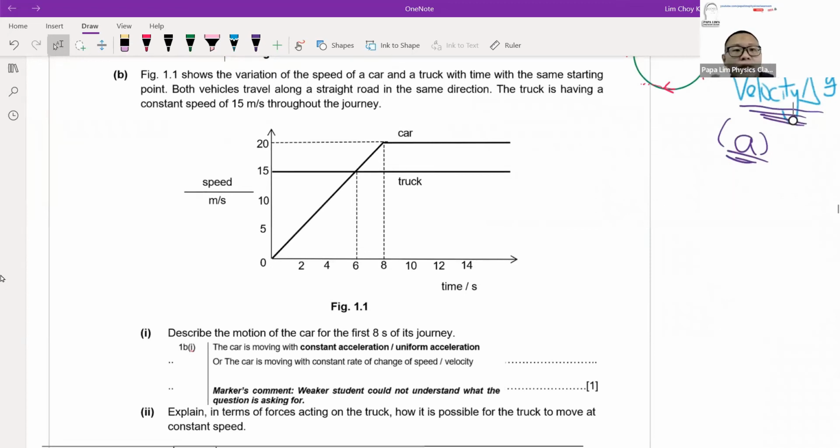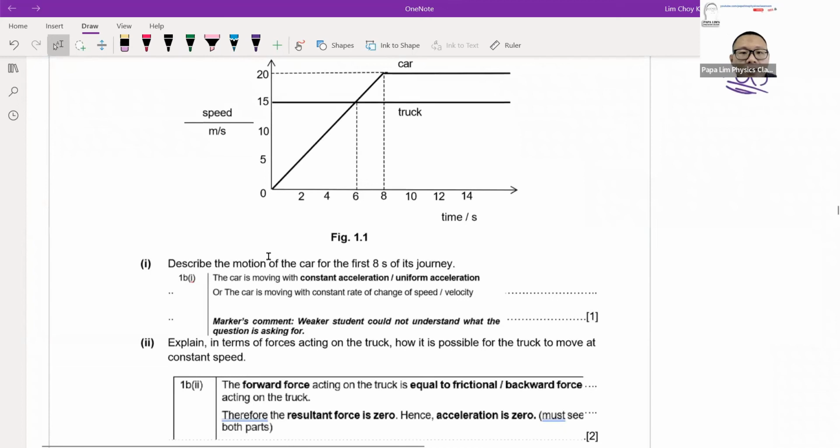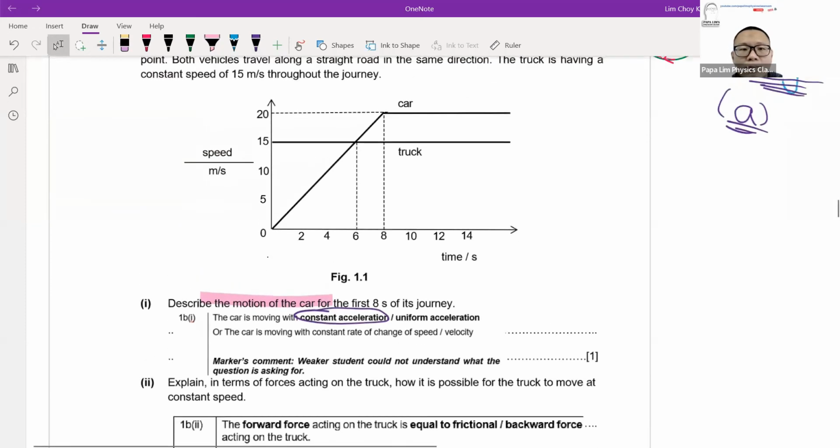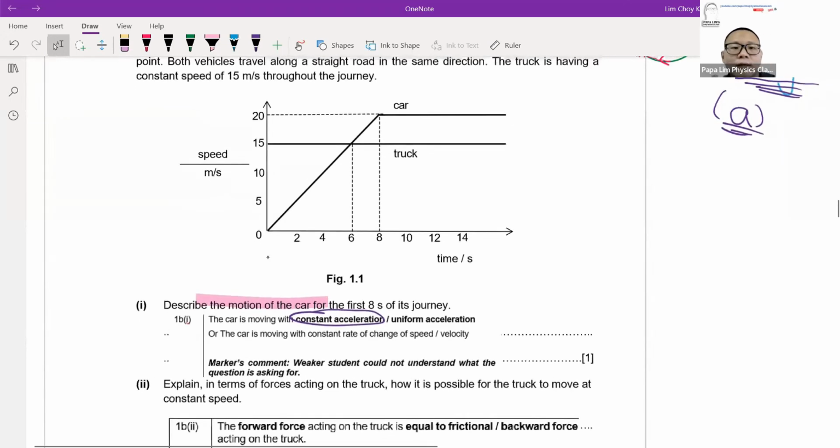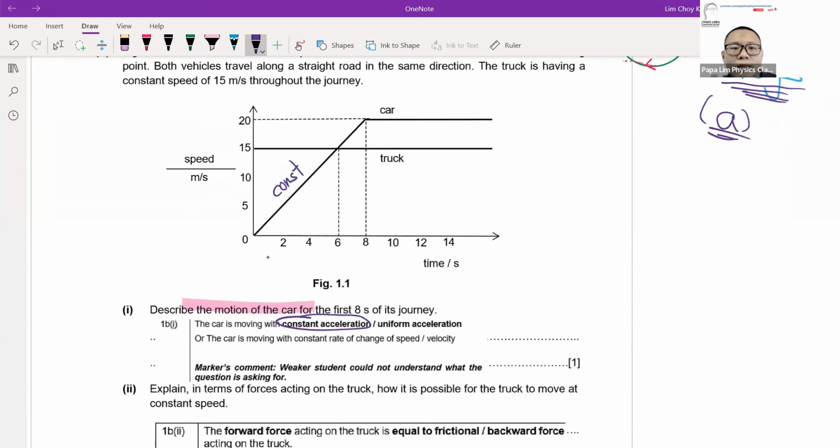Now the truck is having a constant speed. Describe the motion of the car in the first 8 seconds. Same thing. When we talk about description, always remember to describe the acceleration, not the speed. Not whether the speed is changing, not about the speed increasing from 5 meters per second to 10 meters per second. It's not always about the speed. When you talk about description, the answer always requires the student to talk about the acceleration. Constant gradient, constant acceleration.